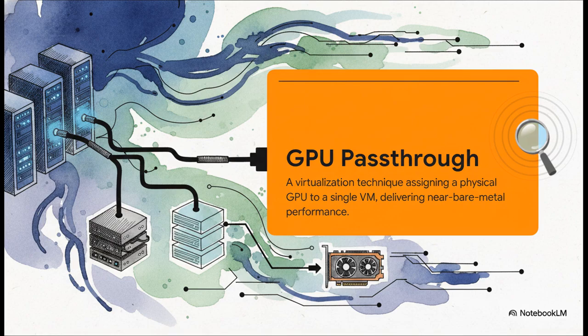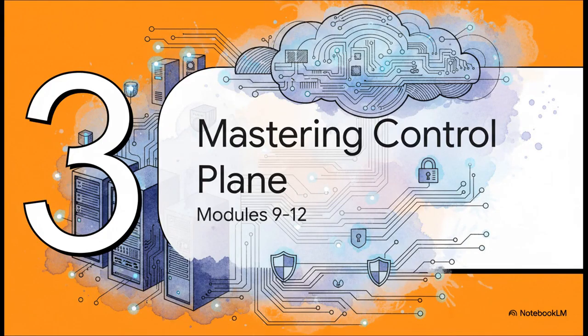And we wrapped up this whole section in Module 8 by talking about virtualization. This brought us to a really critical fork in the road, a big decision. Do you go with bare metal to squeeze out every last ounce of performance, or do you use a technique like GPU pass-through, which gives you all the flexibility of virtual machines, but without a huge performance hit? It's a classic trade-off.